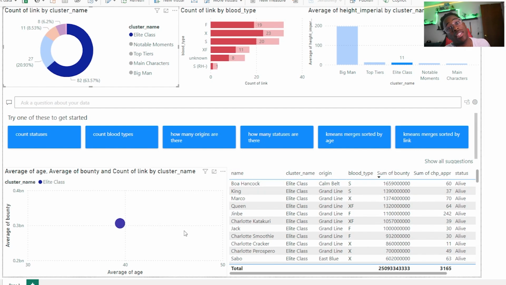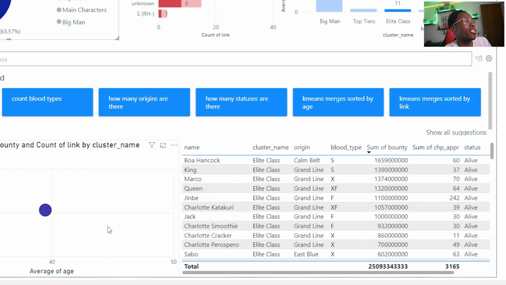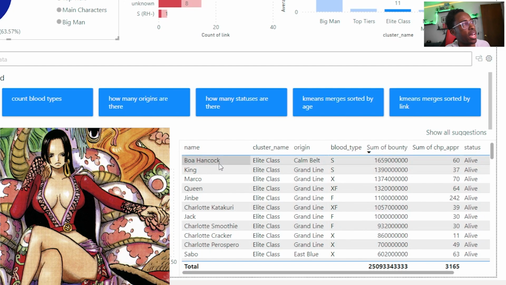Let's actually go through and determine whether or not we think they're elite. So this elite class has Boa Hancock with the highest bounty, 1.65 billion. I think that is the highest out of all the first Yonko commanders that have been revealed, so I would definitely put her in the elite class. We're talking about an individual who has displayed great feats with her devil fruit.